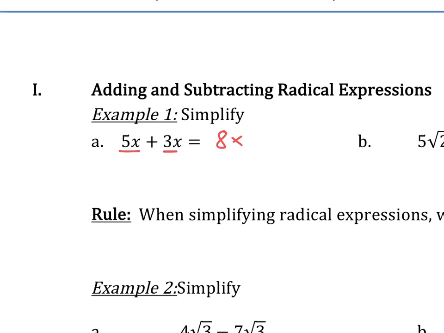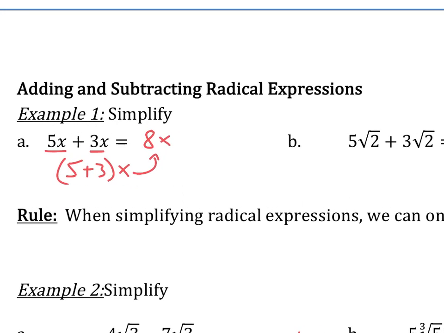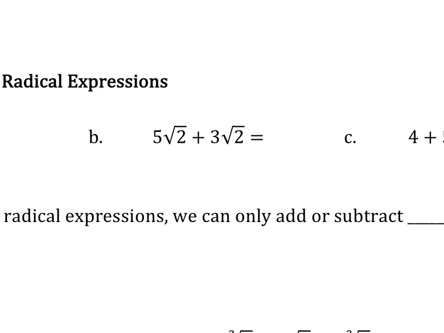Now, the whole reason we can do that is because of factoring. We usually don't write this out, but what's really going on here is we're factoring out an x. These two terms both have an x, so we could pull that x out. And 5 plus 3 is 8, so this is 8x. That's what's going on because they both have that same thing.